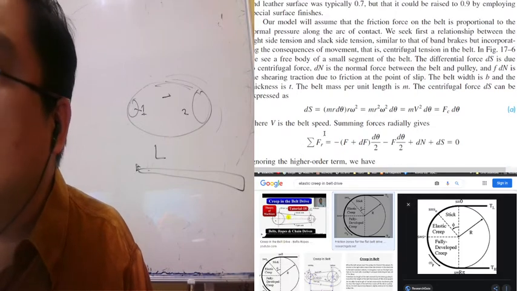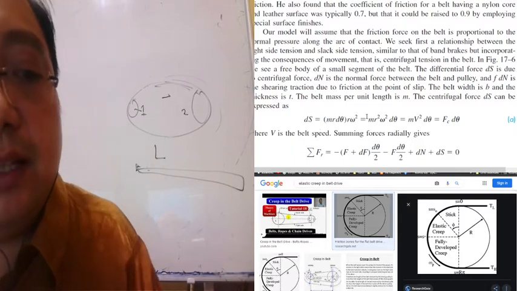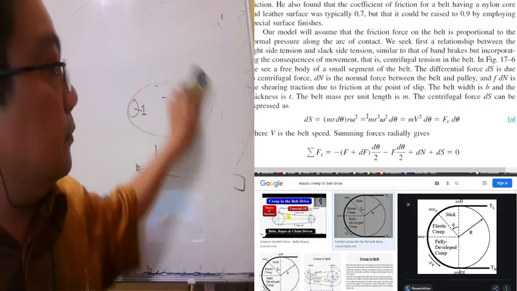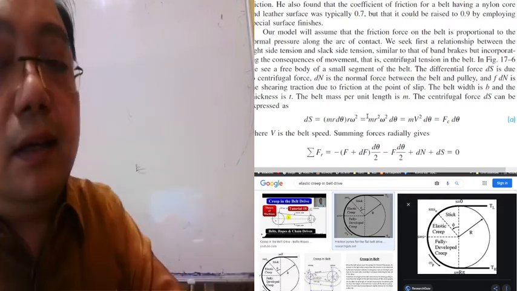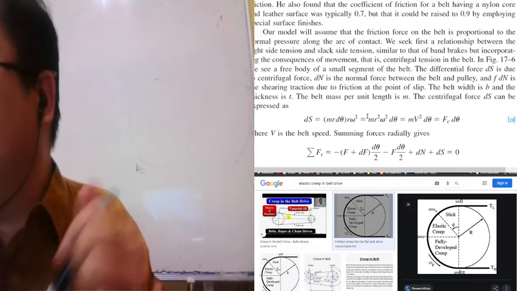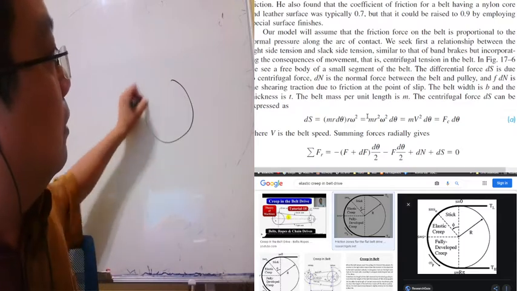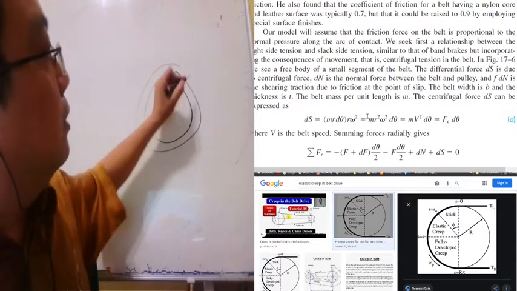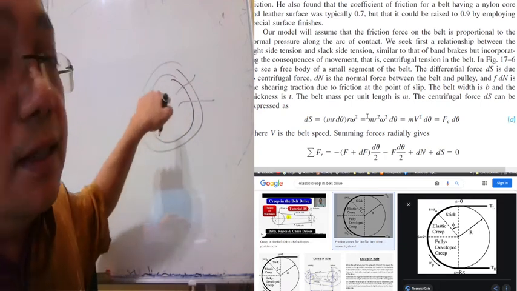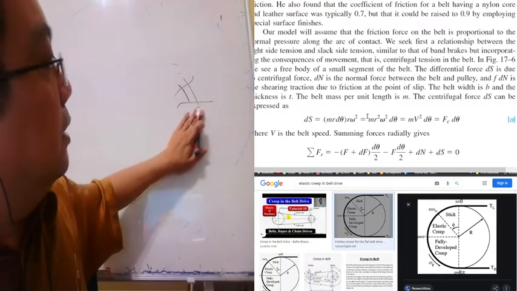So what is this equation? Refer to Figure 17.6. In theory, from the whole belt, just take one portion of it, and then you make an equation between it.